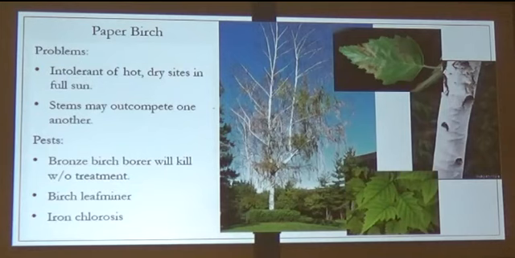So it can be treated, and I don't know if Dr. Williamson will talk about that or not. And then chlorosis, again, the green veins and yellow leaf blades. Put them all together and it spells dead birch.